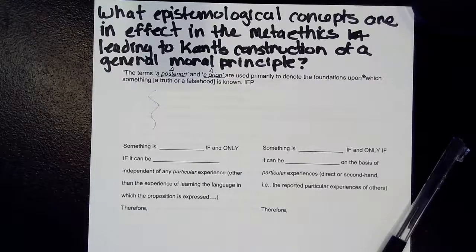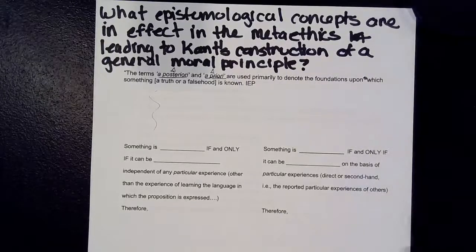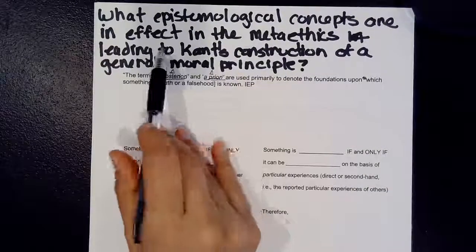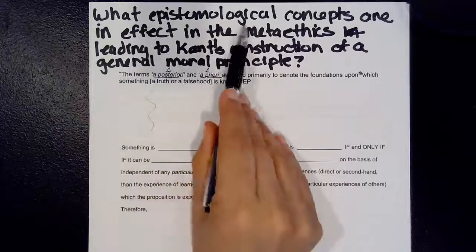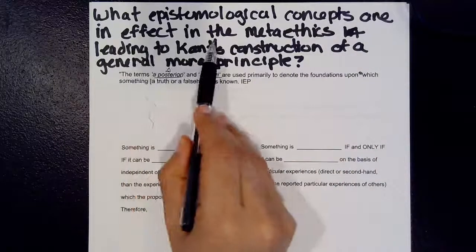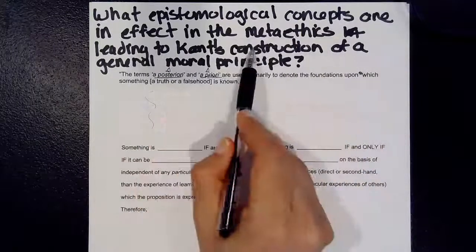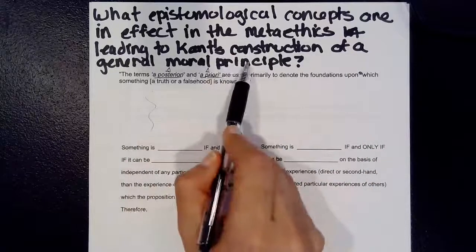Okay, so if I were to title this document in the form of a question, it would be a rather long question, but the question helps you to see the purpose of this lecture. What epistemological concepts are in effect in the meta-ethics leading to Kant's construction of a general moral principle?